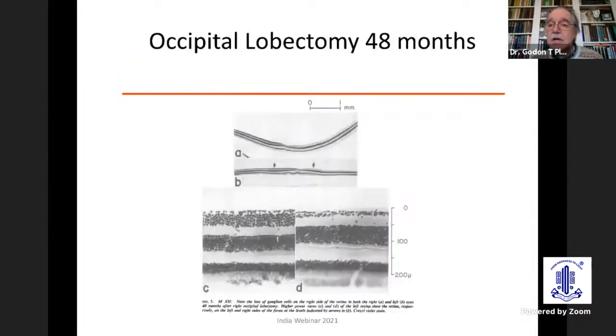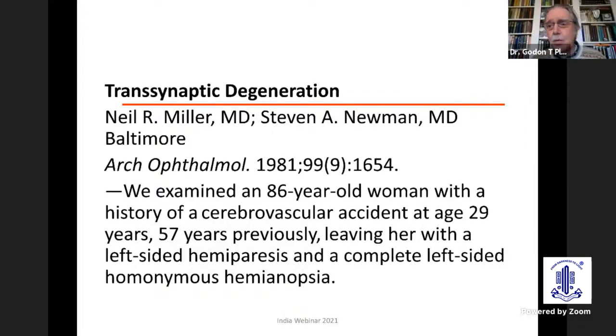But he also carried out occipital lobectomy and looked at the retina at 48 months. And there are still surviving ganglion cells, but much thinned, corresponding to the hemiretina involved with the loss of vision. So this was against what Bill Hoyt had taught me.